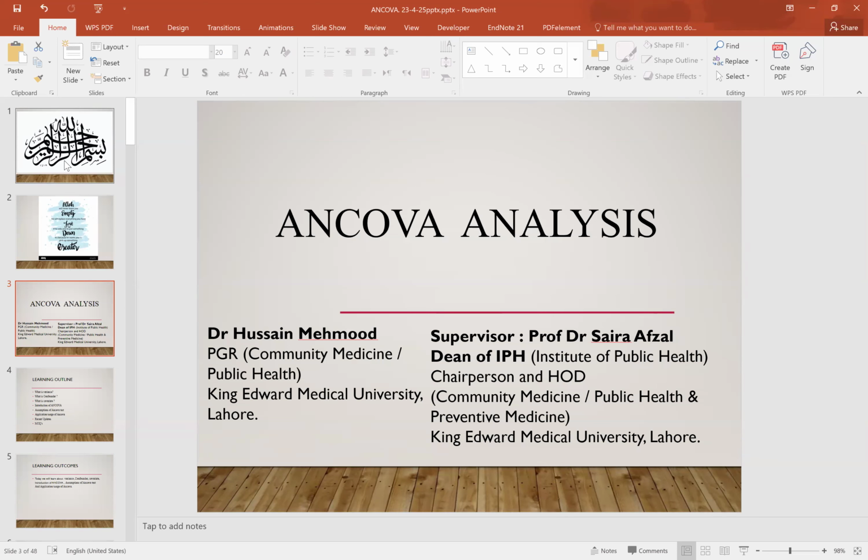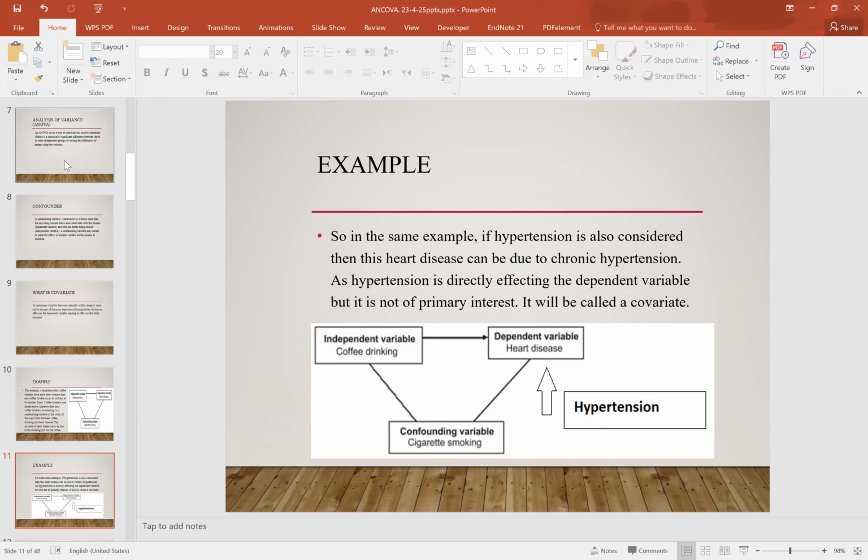Another example, with the same example, if hypertension is also considered, then this heart disease can be due to chronic hypertension, as hypertension is directly affecting the dependent variable, but it is not of primary interest. It will be called a covariate.